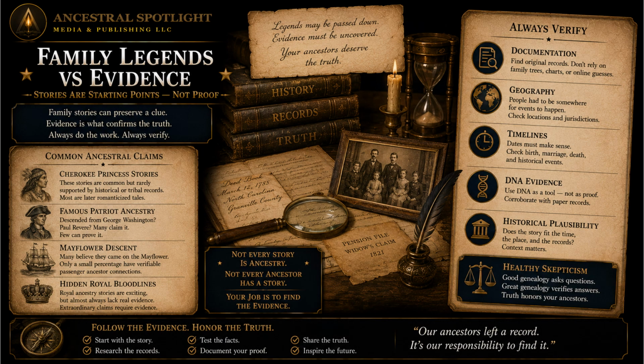The Revolutionary Era is surrounded by family legends. Some stories are true, many are not. Genealogists must learn to separate oral tradition from documented evidence. A family story may preserve a clue, but it still requires verification. Always evaluate timelines, locations, historical context, records, and DNA evidence. Good genealogy requires healthy skepticism.